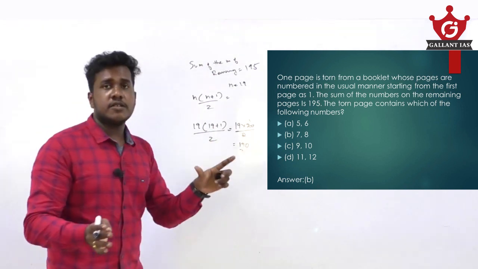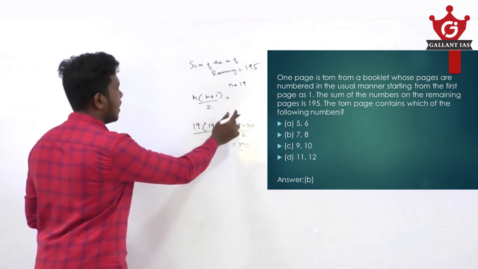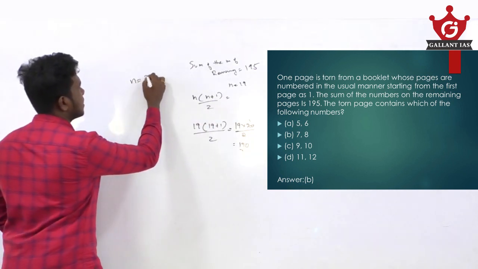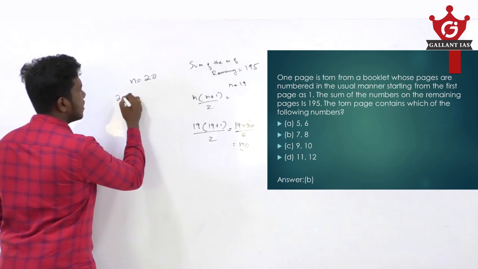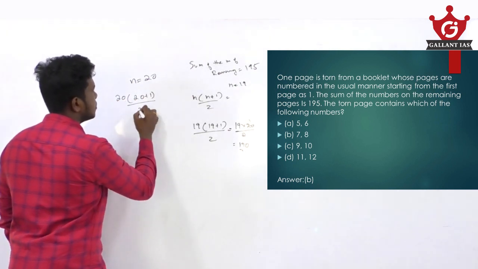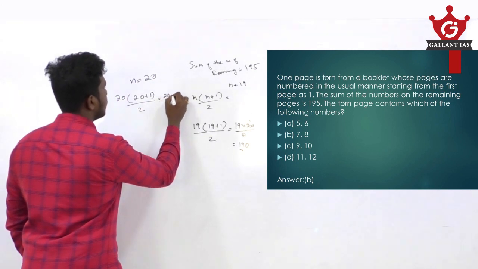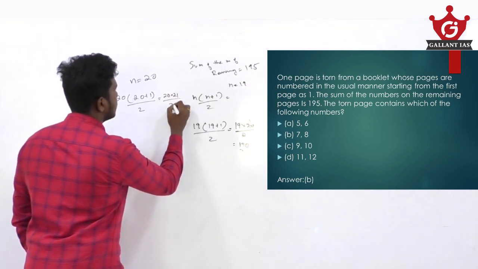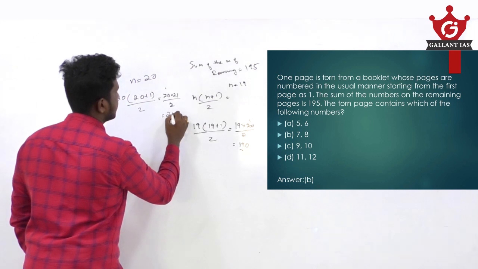Now let's substitute the value 20. Instead of n, let the number of pages be 20. So n into n plus 1 by 2, that is 20 into 20 plus 1 by 2. That is 20 into 21 by 2. So you will be getting 210.